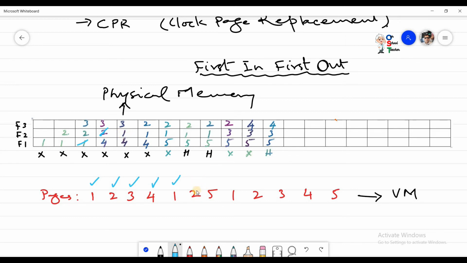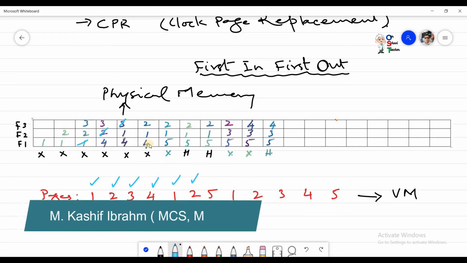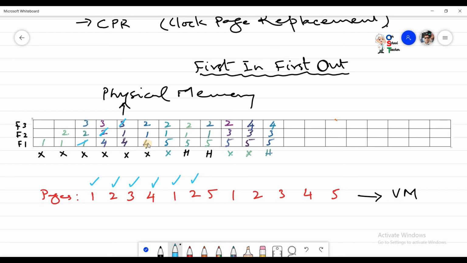After this, we have a situation that page number two is required by the CPU. So now what will happen? Because now in this case, number three is the oldest one. So this page will be removed, and at this place page number 2 will be accommodated. Now in this situation we have in frame number 1, page number 4, frame number 2 has page number 1, and in frame number 3 we have stored page number 2, which is recently required by the CPU.